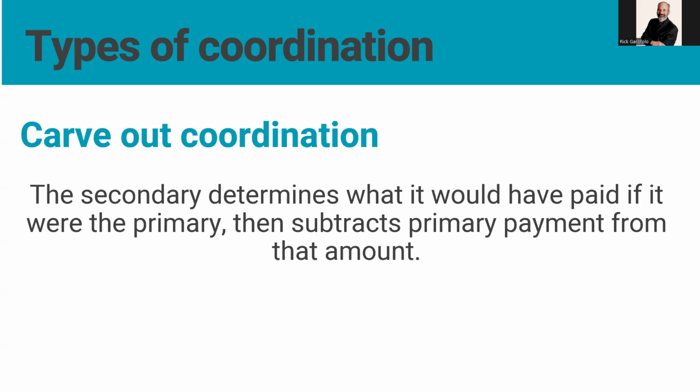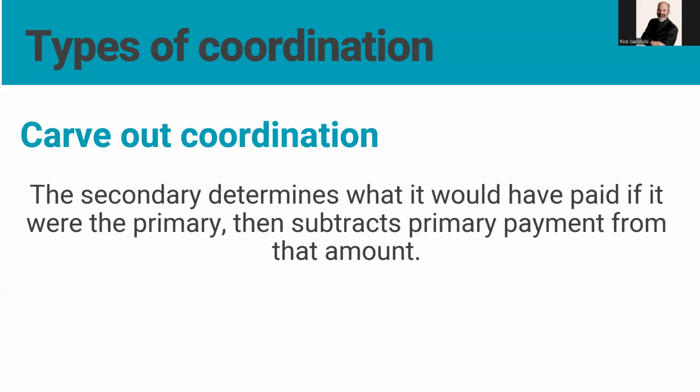Then we have carve out coordination. This is when the secondary determines what it would have paid if it were the primary, and then subtracts the primary payment from that amount. So if you think about it like this, if the patient has a primary, you charge $100 for a service. The primary has 50% coverage and allows $80. So they pay $40.